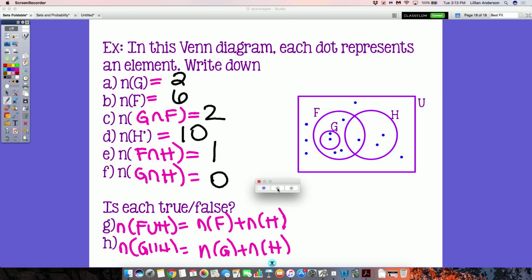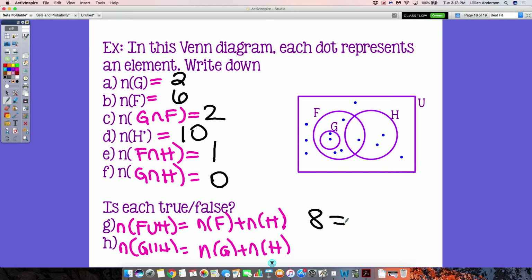True or false? It's false, because how many are in the union? 8. How many were in F? 6. How many were in H? 3. And 3 plus 6 does not equal 8, so this one was false.